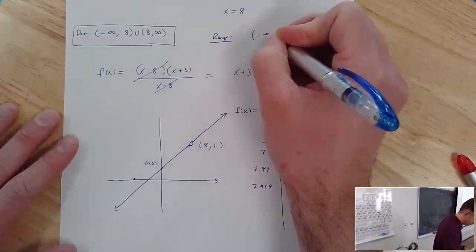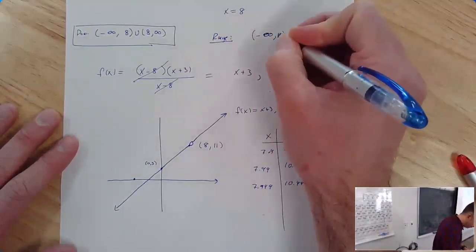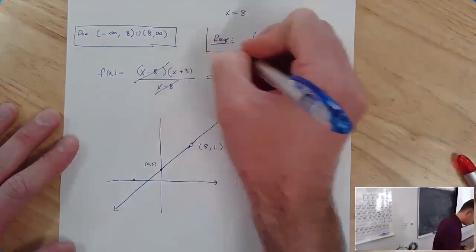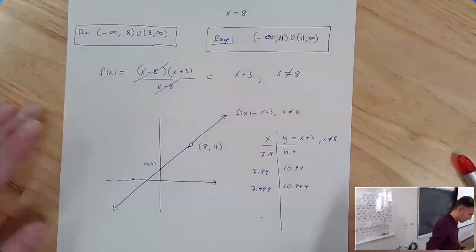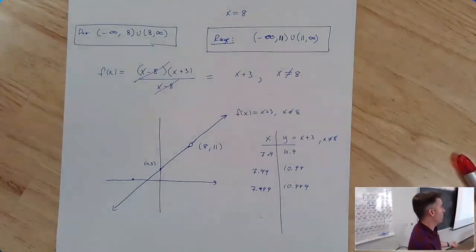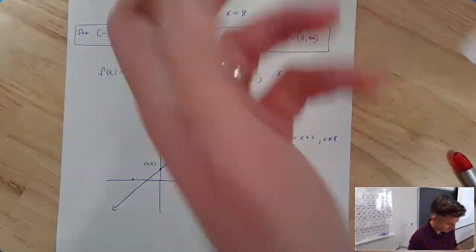Negative infinity up to 11, union 11 to infinity. That's your range. So often if you have a hole in the graph, that one y value will get excluded from the range. Not always though. You can have weird graphs, is what we should really come down to at the end here. Sometimes graphs are just weird.